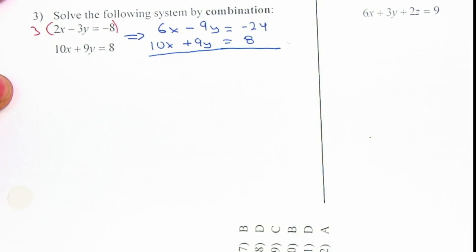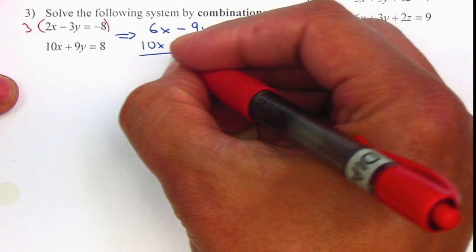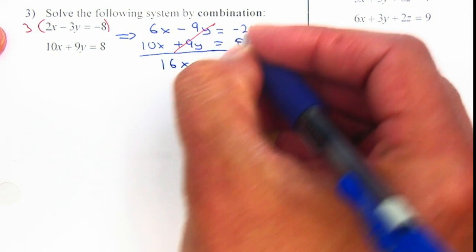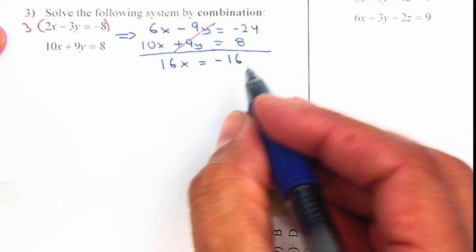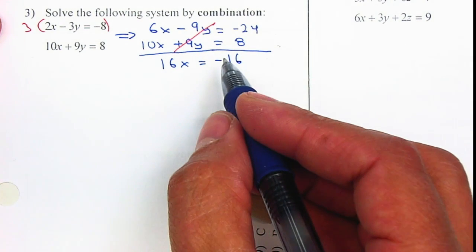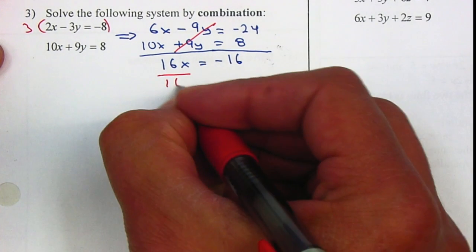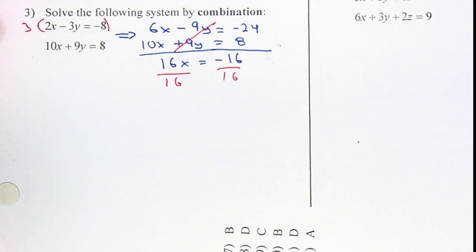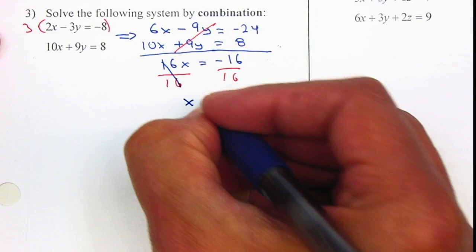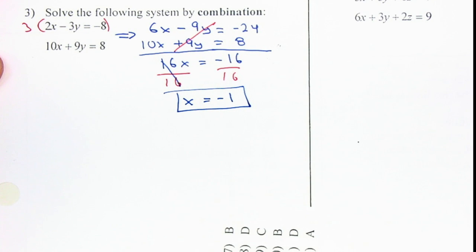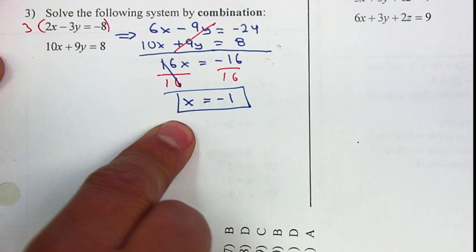So the y's cancel. I have 16x is equal to -16. Be careful with your sign. Some of you guys are making little mistakes on the sign. Then I'm going to divide by 16 on both sides. The 16 cancels, so x is equal to -1. I found my x value. I need to find my y value. Remember your solutions where the lines cross. That's the x value. I need to find the y value, so it'll give me a point.